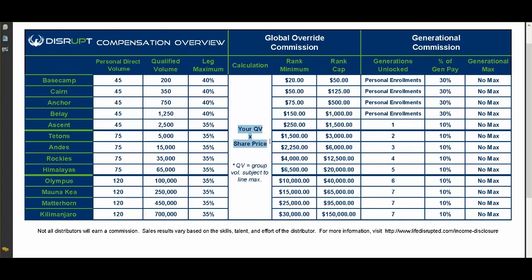But your calculation is the most important part. It's your qualified volume times the share price. So let's talk about share price. You're saying, well, what does that mean?